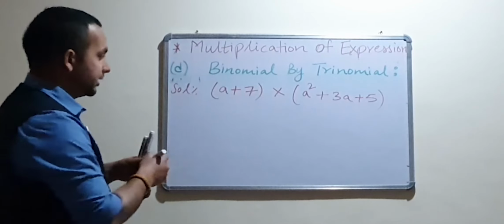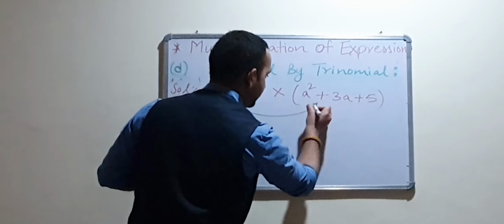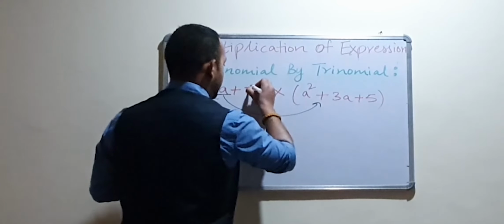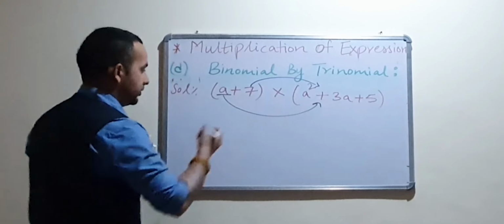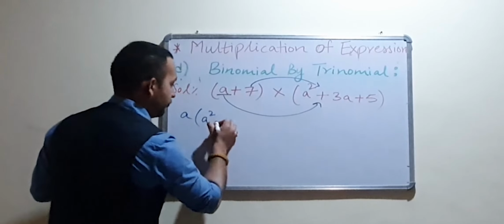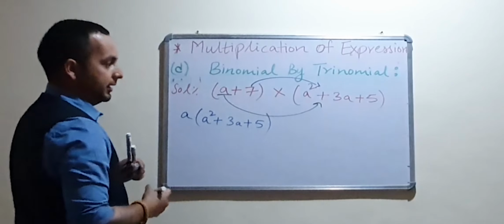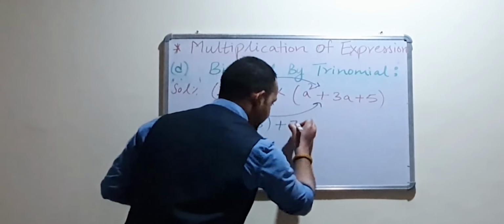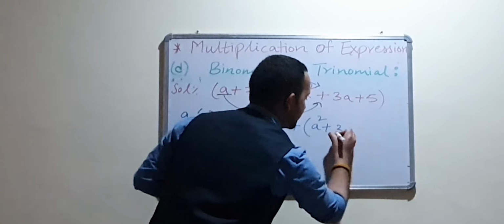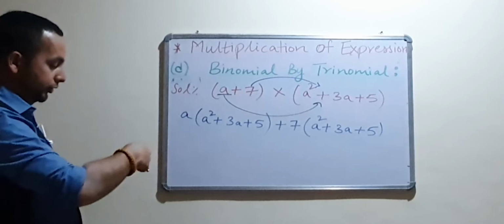First of all, a will multiply with all these, and then secondly 7 will multiply with all these. So first of all, a will multiply: a times a square plus 3a plus 5, plus 7 times a square plus 3a plus 5. Now we are going to solve this.